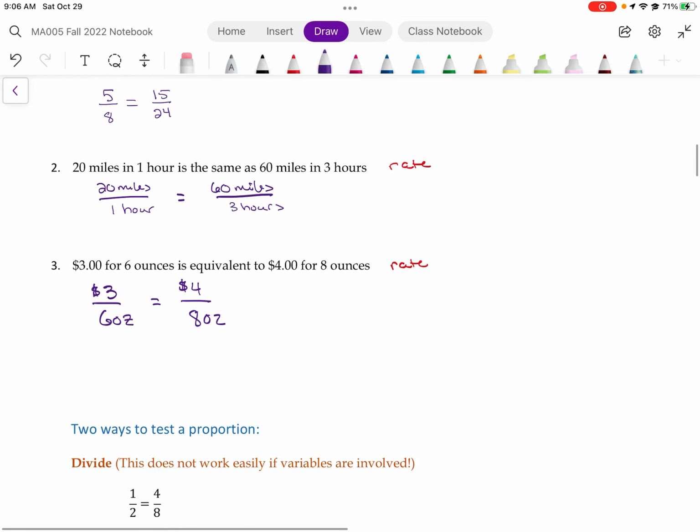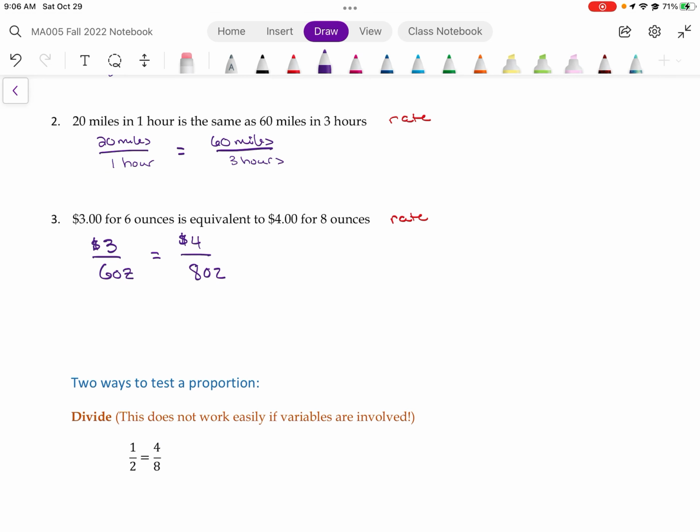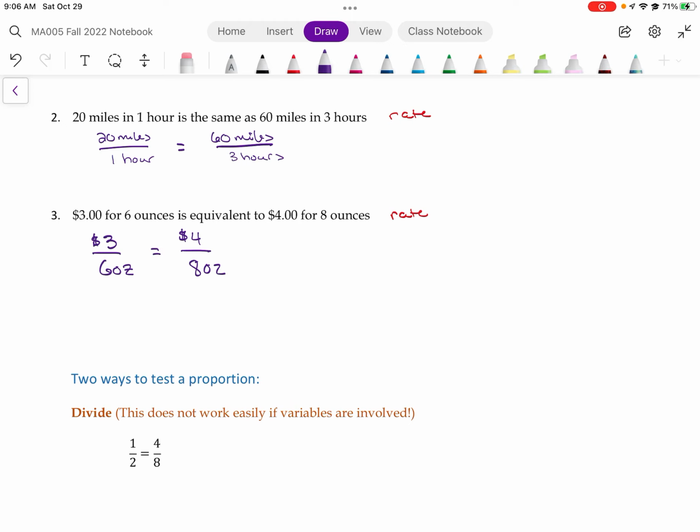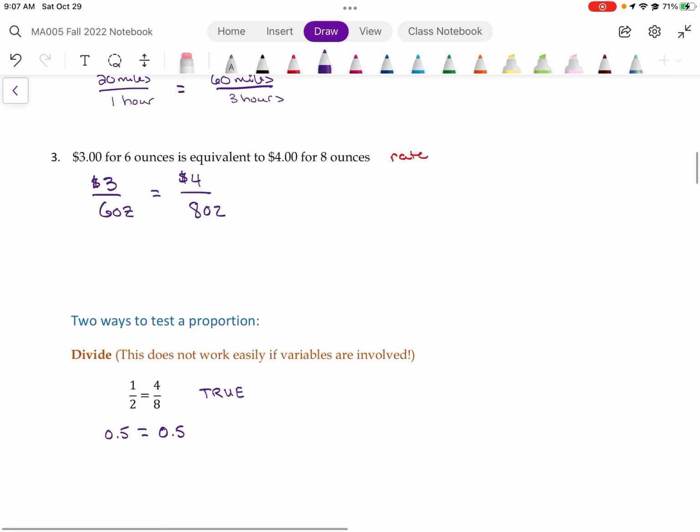All right. So there's 2 ways to test a proportion, and that is the main thing you're going to be asked to do, that and solve for an unknown in a proportion. So one is to divide. All right, so we're going to divide 1/2 on the left in your calculator. So 1 divided by 2 is 0.5. Divide 4 over 8 and you get 0.5. Those are equal, so this proportion is considered true. It is true. 1/2 really, 1 is to 2 as 4 is to 8. That is true.